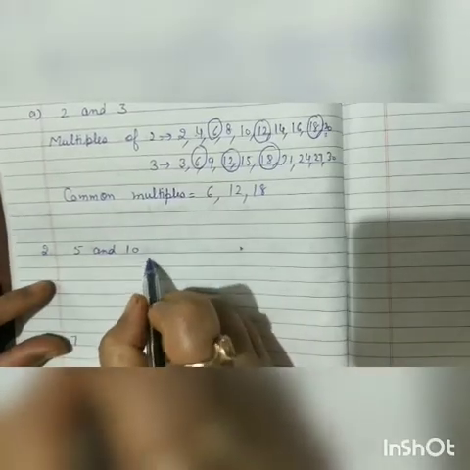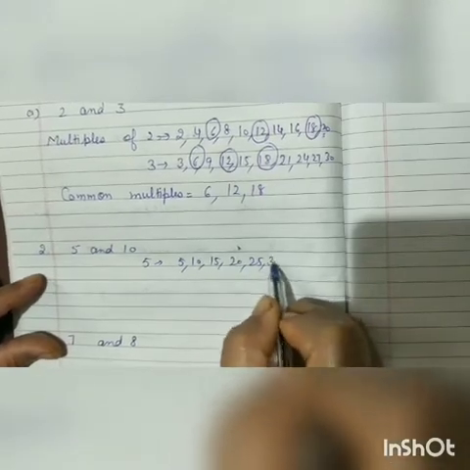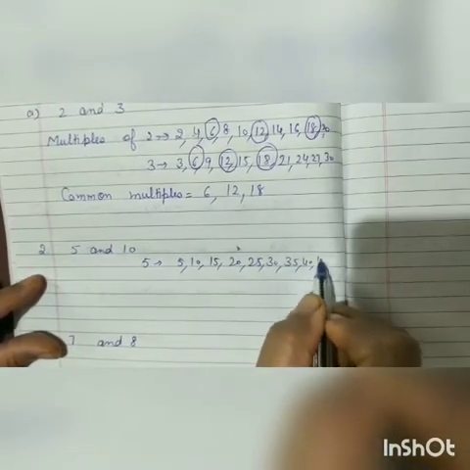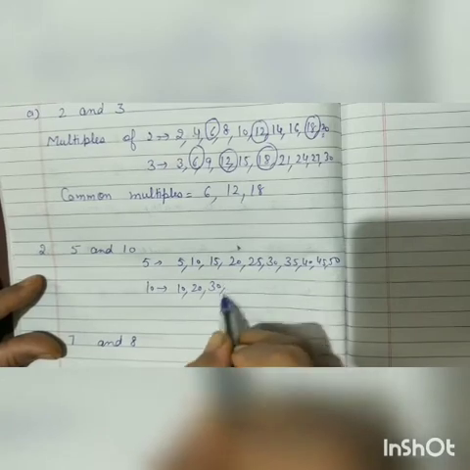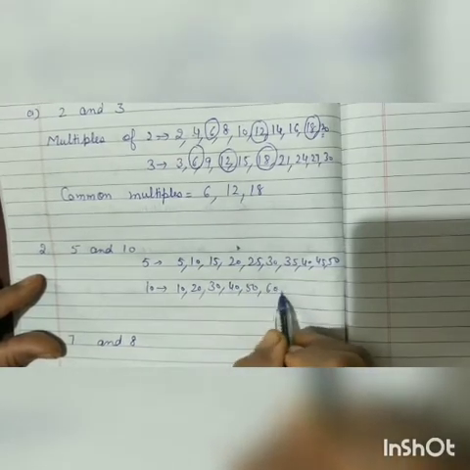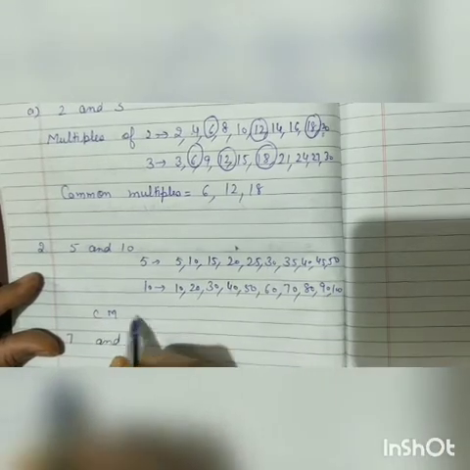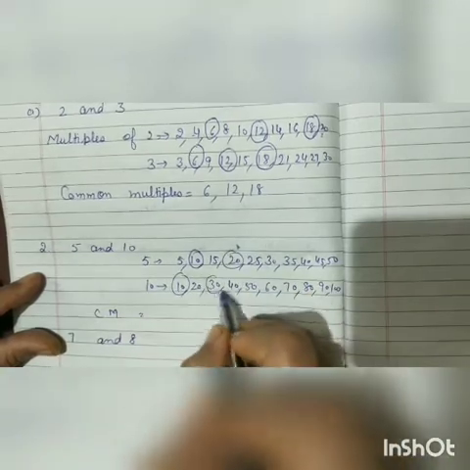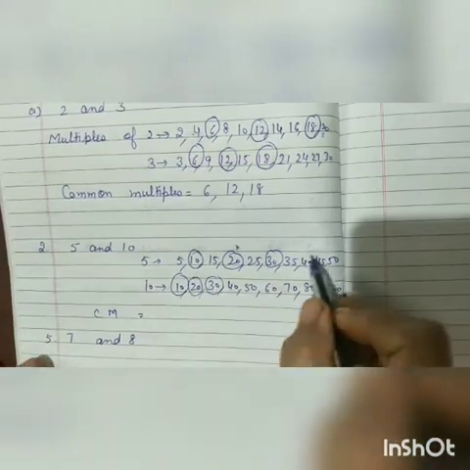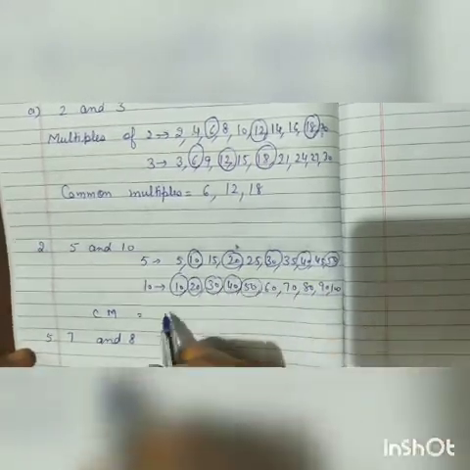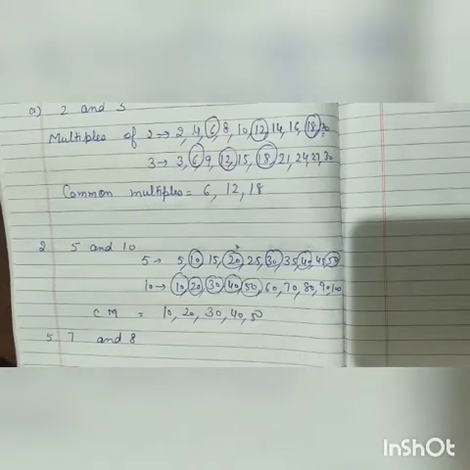Next question, 5 and 10. First we will find out multiples of 5, 10 multiples. Now I will write multiples of 10 till 10. What will be common multiples of 5 and 10? Find out common multiples. 10 is common, 20 is common, 30 is common, 40 is common, 50 is common. So common multiples will be 10, 20, 30, 40, 50.